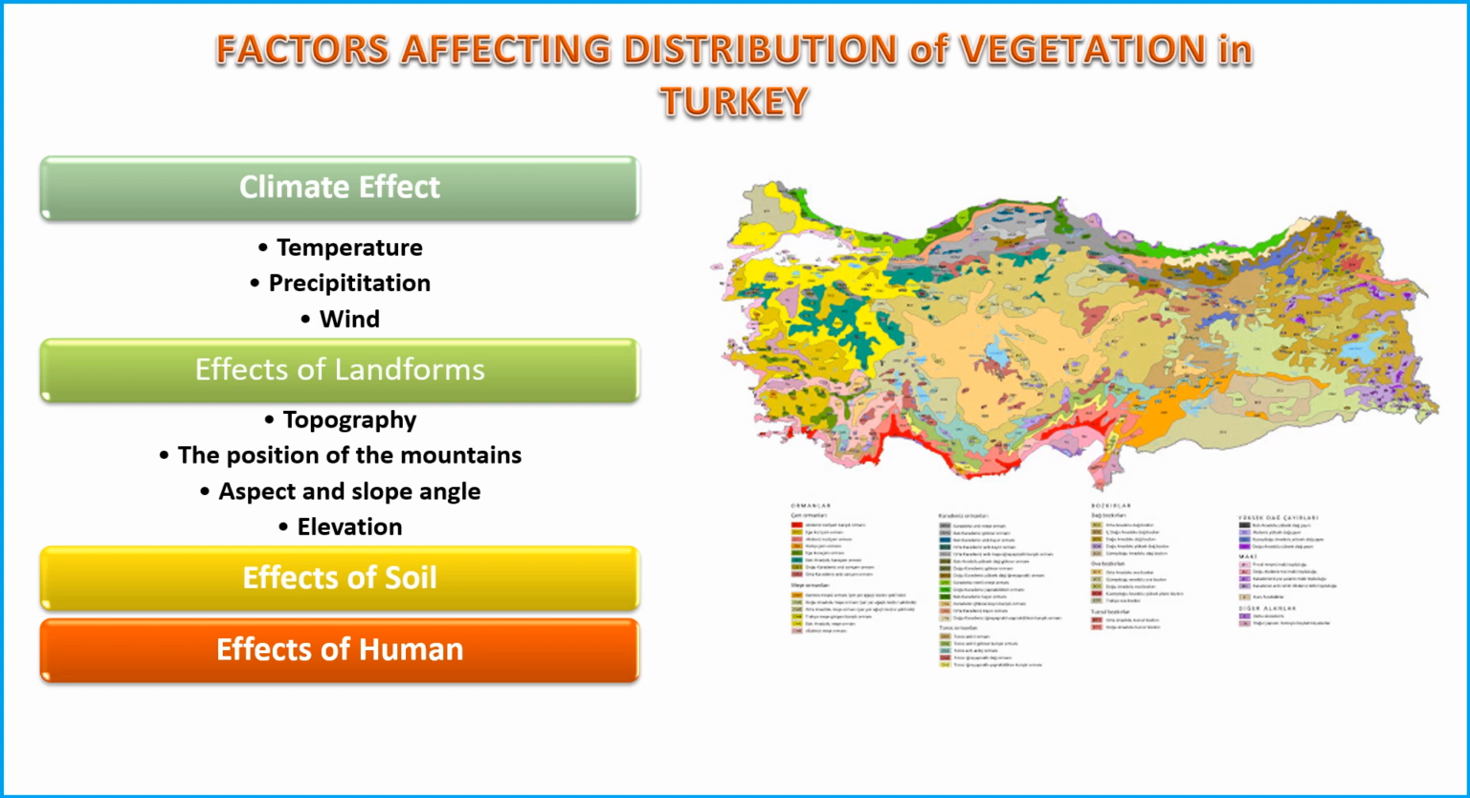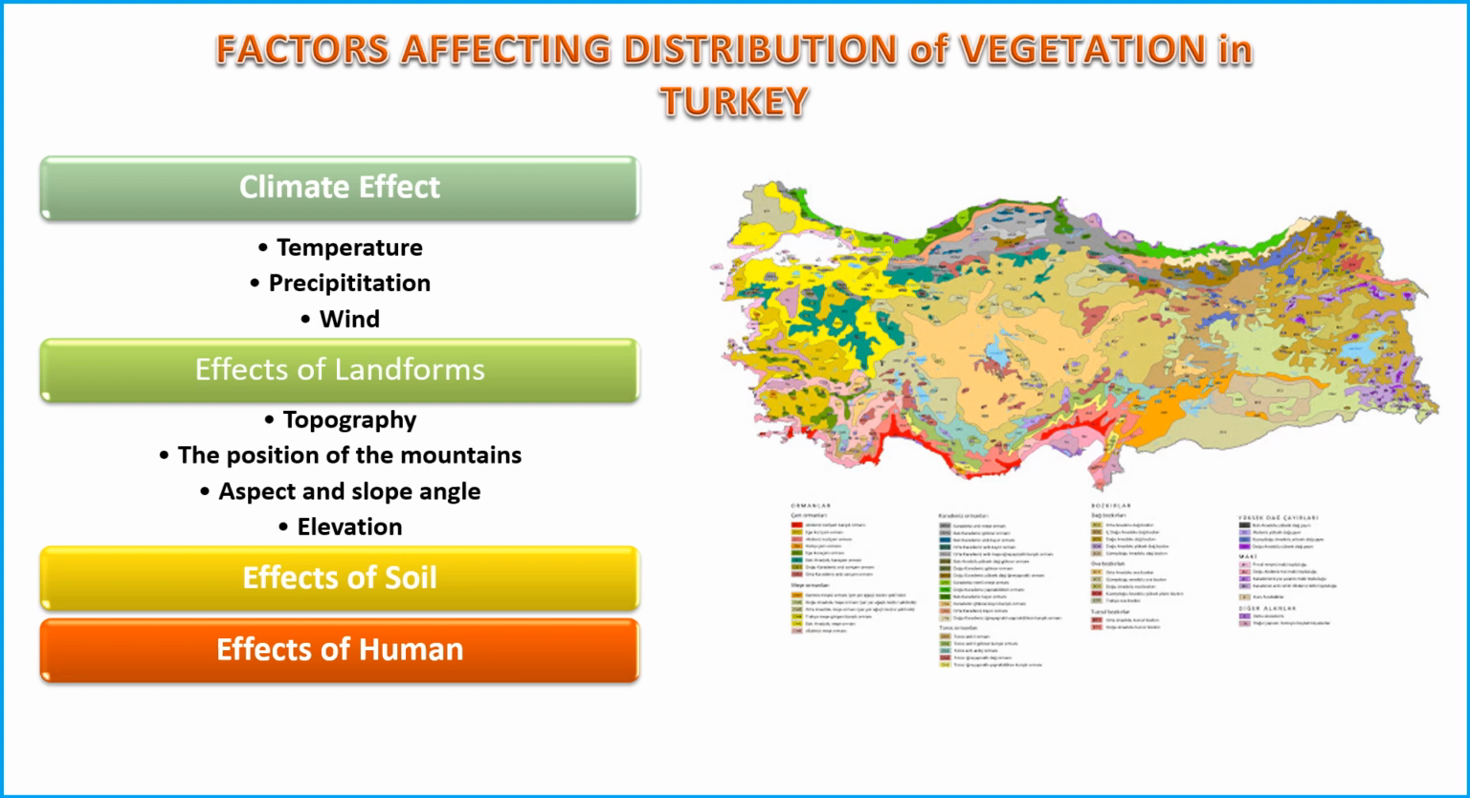2. Topography. The varied topography of Turkey, which includes mountains, plateaus, valleys, and coastal areas, plays a significant role in vegetation distribution. Altitude and slope aspect are crucial factors influencing the types of plants that can thrive in a particular area. 3. Soil types. The composition and fertility of the soil in a region determine the types of plants that can grow there. Different soil types, such as clay, loam, and sandy soils, support specific vegetation adapted to those conditions.